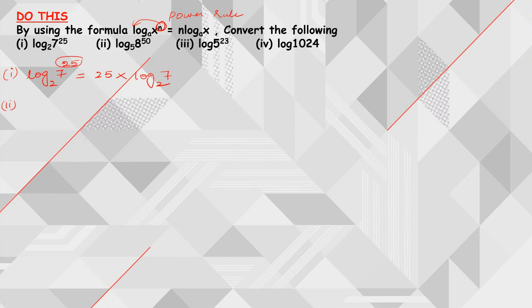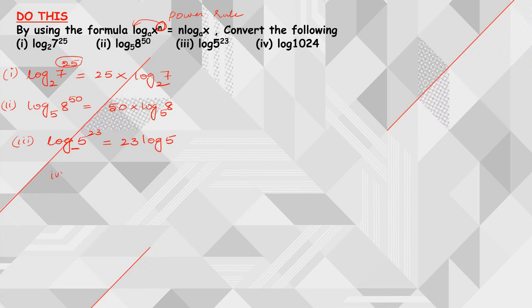The same way, question number 2: log of 8 power 50 to the base 5. Just observe how we are going to read all these. Using that rule, we can write it as 50 into log of 8 to the base 5. The same way, question number 3: log of 5 power 23. If there is nothing in the base, that means the base is 10, as we have already discussed. So I can write this as 23 into log 5.